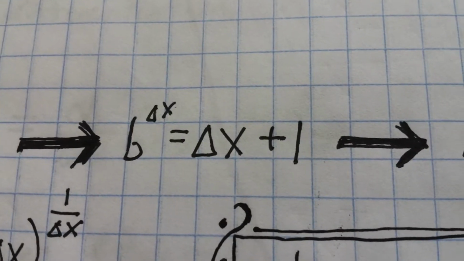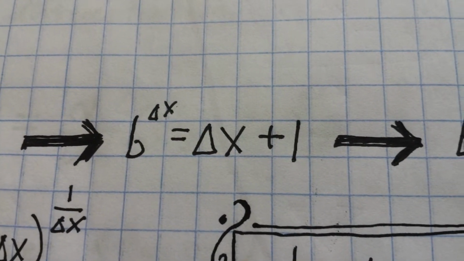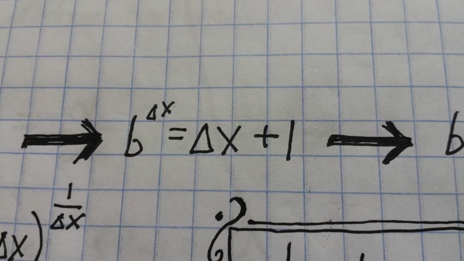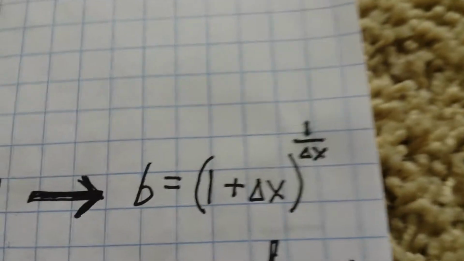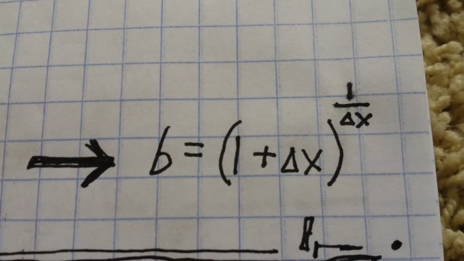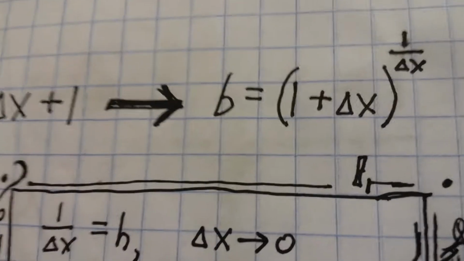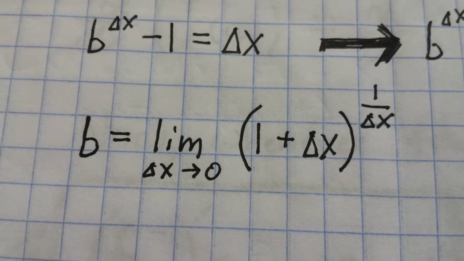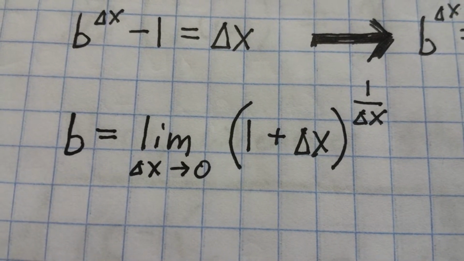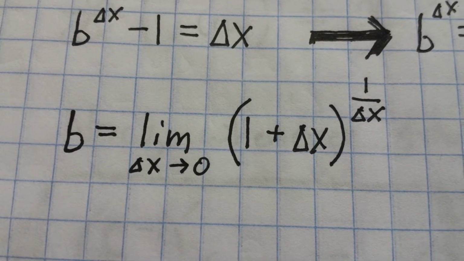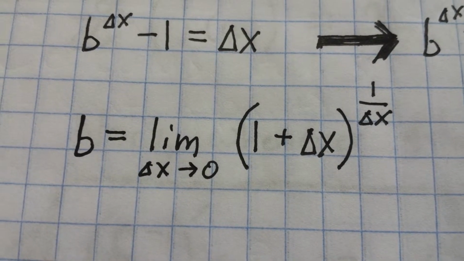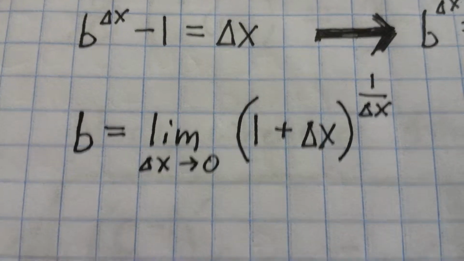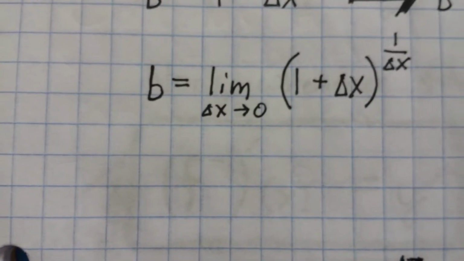And I am going to take the delta x root on both sides. In other words, I'm going to take both sides to the power of 1 over delta x. And so I get this. So now we want to find 1 plus delta x to the power of 1 over delta x as delta x finds its way to 0, and this is the value of b.